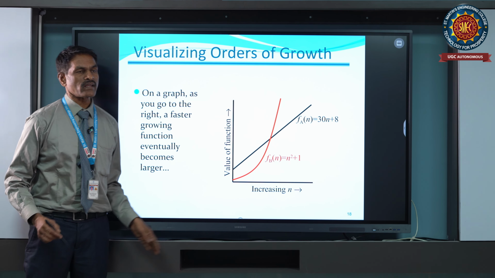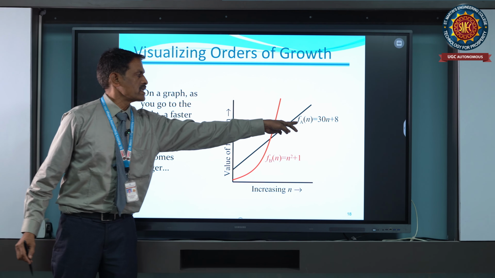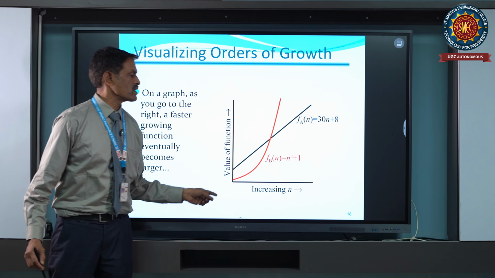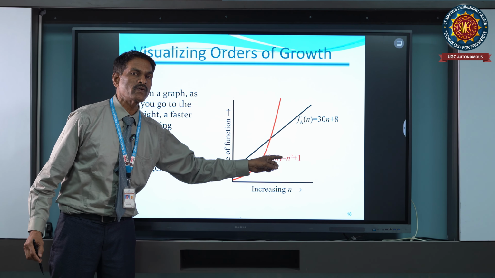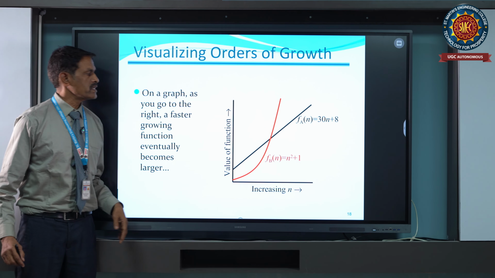This graph is there. The first function is f of n equal to 30n plus 8. The next one is f of n equal to n square plus 1. So this is the mechanism we are using.